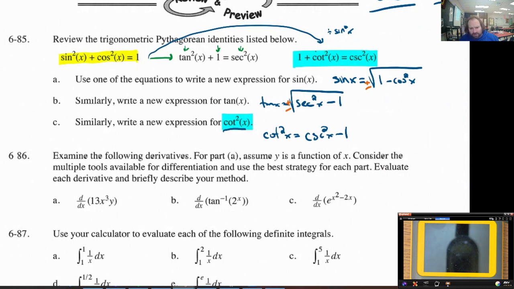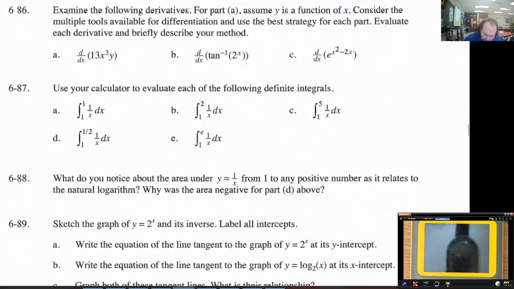686, the next question. Examine the following derivatives. For part A, assume that y is a function of x, which we'll need to do because it's going to be an implicit derivative. Consider the multiple tools available for differentiation and the best strategy for each part. Evaluate each derivative and briefly describe your method.